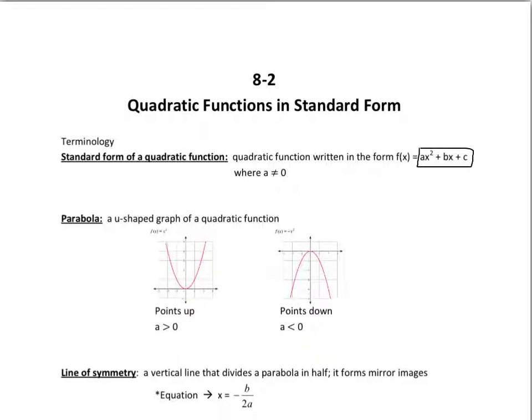By definition, a parabola is a U-shaped graph. It opens up or down. Your A value, in other words the coefficient in front of x squared, has some interesting characteristics. If it's negative or less than 0, it opens downward. If it's positive, it opens upward.